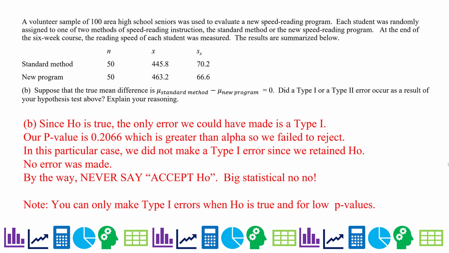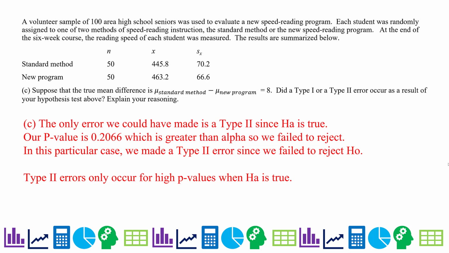No error was made. By the way, never say accept H0. I've been trying to mark your tests and your quizzes; if you say accept, I ding you. That's a big statistical no-no. You can only make type 1 errors when the null is true and you have a low p-value. So you have to have the instance that the null is true and a low p-value. Otherwise, you should not have a type 1 error.